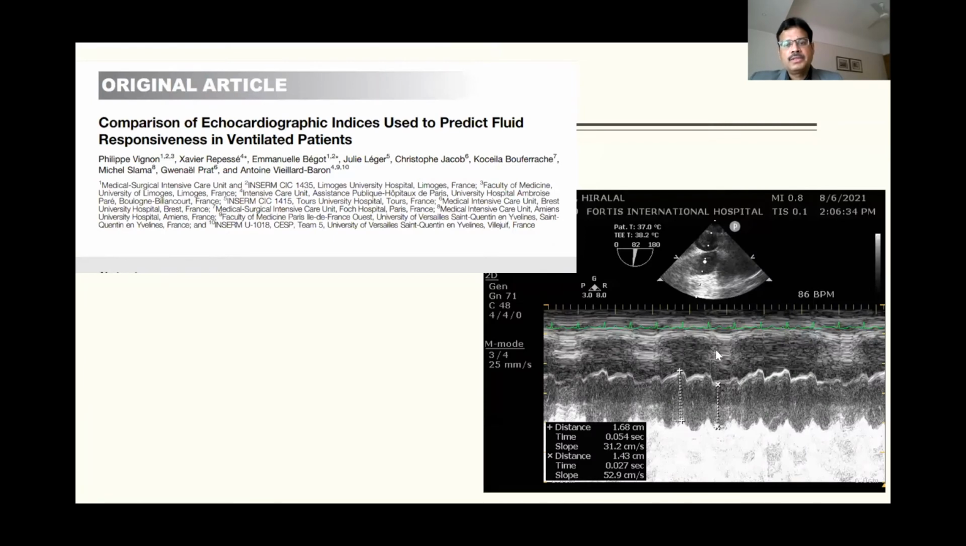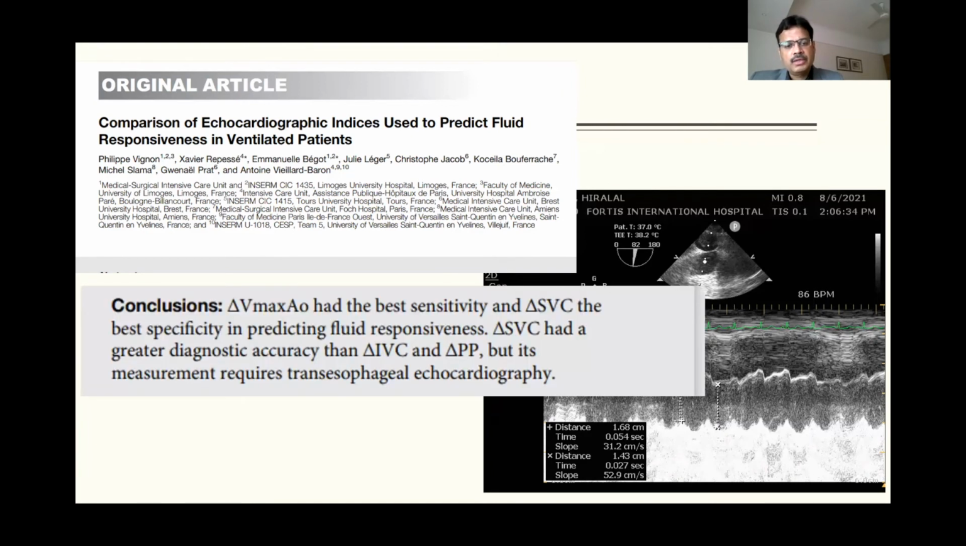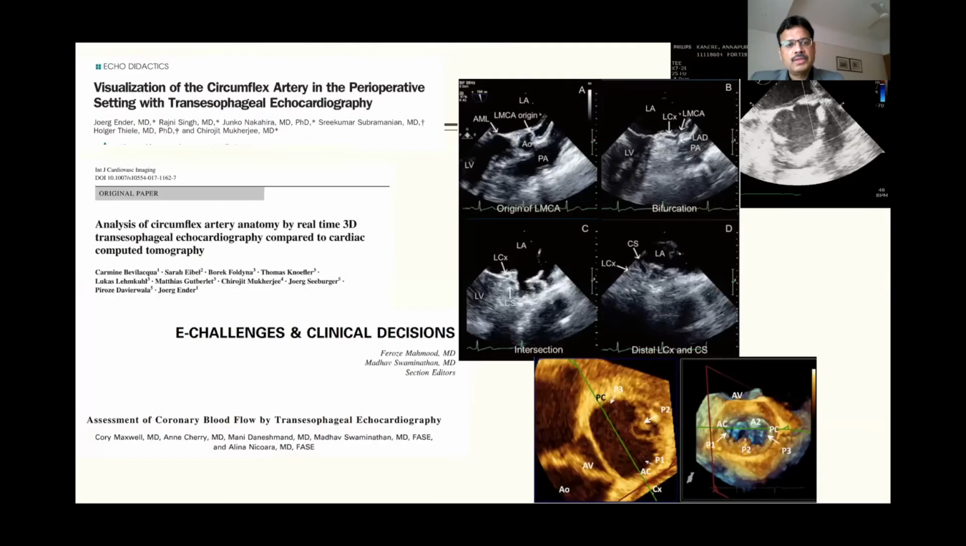Since we're looking at the SVC, we'll also look at this study, which tells us that the respiratory variation in the SVC is very important for predicting fluid responsiveness, and thereby one of the scans that have to include is measurement of the variations of the SVC. Dr. Ender has published quite extensively on the circumflex artery, and he's given two protocols from the aortic valve short and long axis to trace the SVC and its intimate relationship with the coronary sinus.